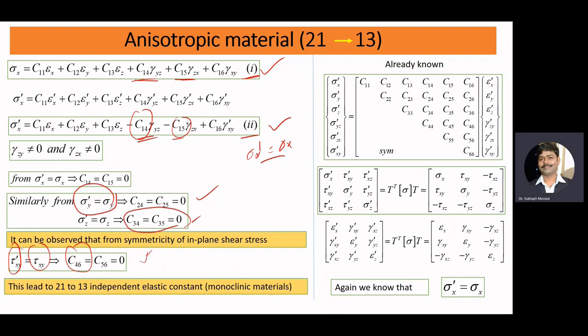Okay, now here we observe that for a monoclinic material, where we have 1 plane of symmetricity, the elastic constants reduce. The number of elastic constants that will reduce, we have 2, 4, 6, and 8. So 21 minus 8, that is 13. So for a monoclinic material, we have 13 independent elastic constants.